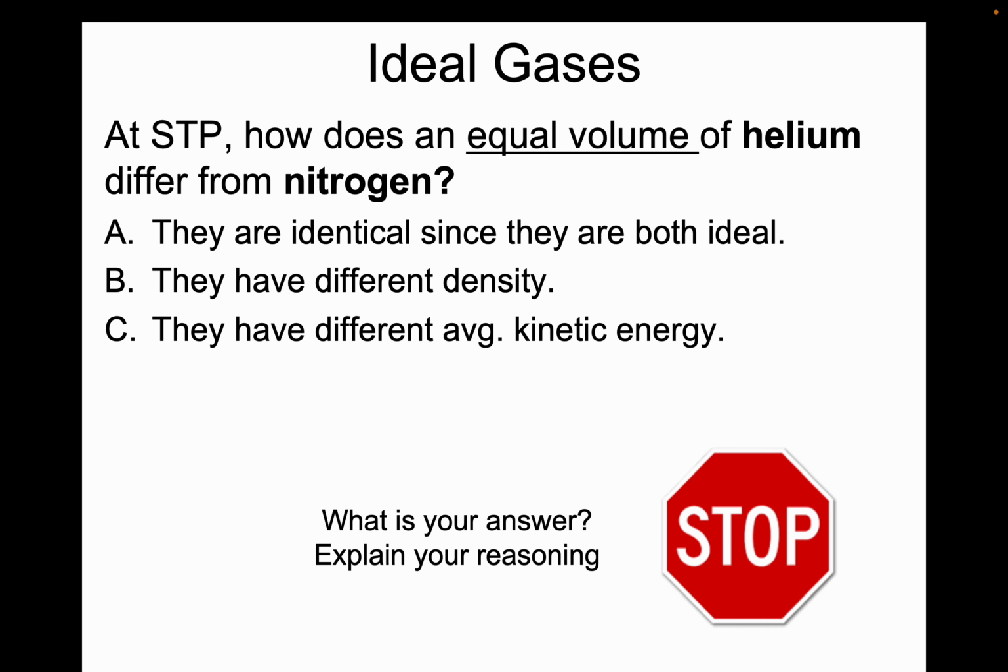To review from last time, at STP, that means standard temperature and pressure, how does an equal volume of helium differ from nitrogen? Would they be identical in all respects since they're ideal, have different density, have different average kinetic energy? What's your reasoning? Can you explain it?